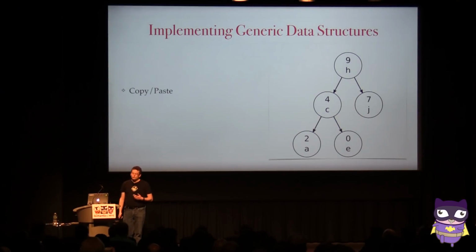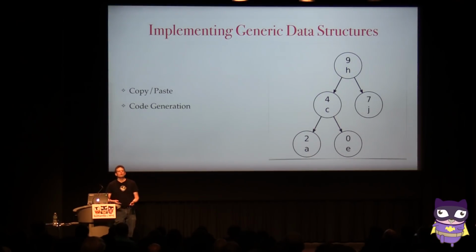The first option: just write the same data structure over and over for each type that you need. This works out OK for simpler data structures. You can just copy and paste them. But no one really wants to copy and paste a skip list or a treap. And to support these more complicated data structures, you can use an ahead-of-time code generator.